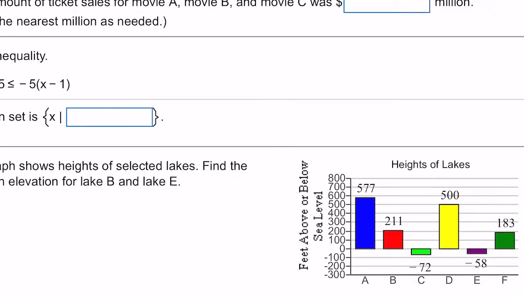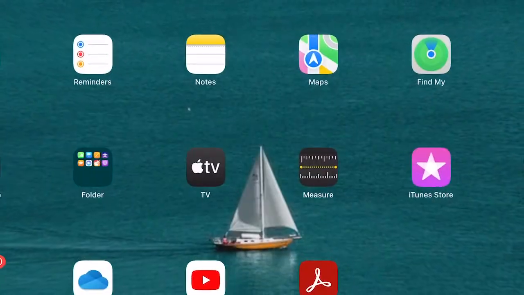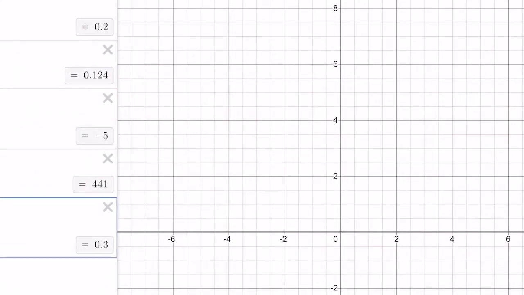In number 33, they tell us that the top 3 movies that made the most money through movie ticket sales are movie A, $767.4 million, movie B, $668.5 million, and movie C, $688.8 million. What was the total amount of ticket sales for these 3 movies? So remember, total amount means you're going to add. So all you're going to do is add up those 3 numbers, and they are in millions already. So I'm going to add these up.